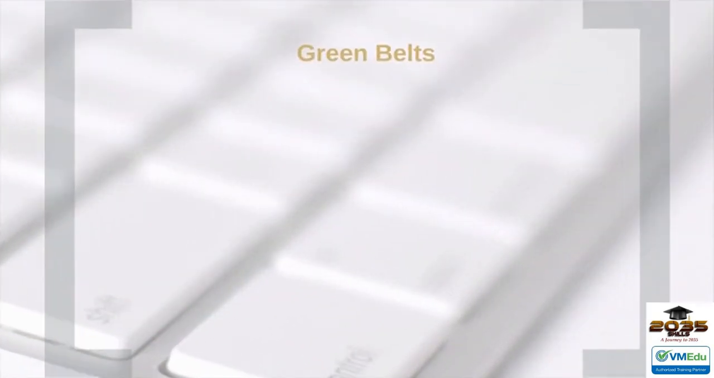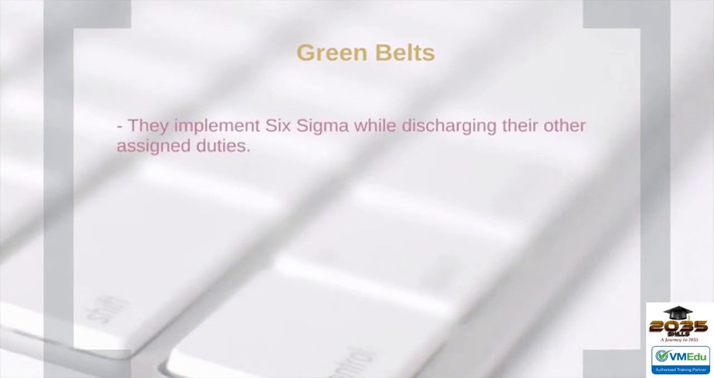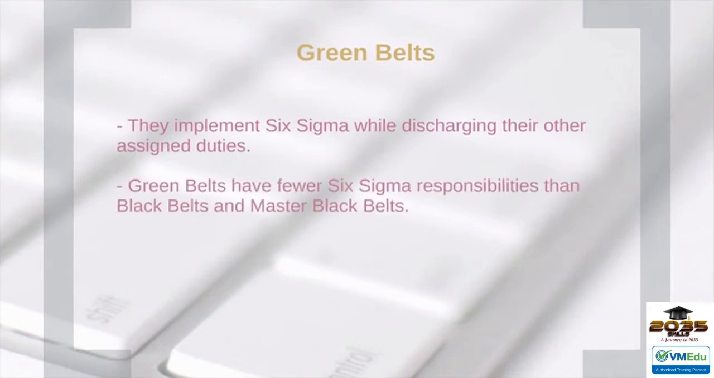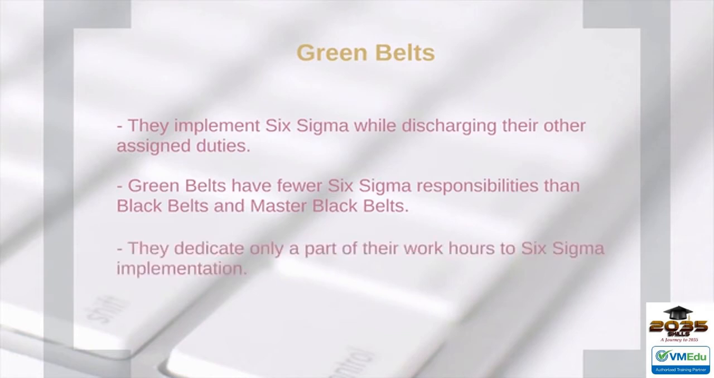After black belts, we have the green belts. These individuals implement Six Sigma while discharging their other assigned duties. Green belts have fewer Six Sigma responsibilities than black belts and master black belts. They dedicate only a part of their work hours to Six Sigma implementation.